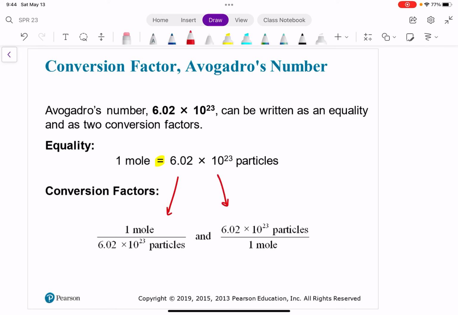Just like we can split up 1,000 milligrams is 1 gram into 2 different conversion factors like this. I guess I should write it like this first. Okay, so you can split that up into conversion factors, and you can do the same thing with Avogadro's number. So there you've got your different conversion factors where you have a mole on top and 6.022 times 10 to the 23rd particles on the bottom, and then vice versa.